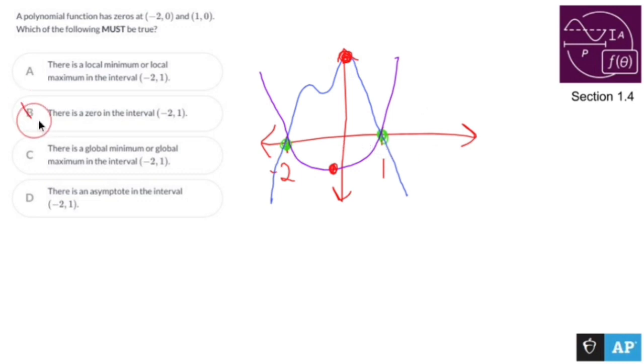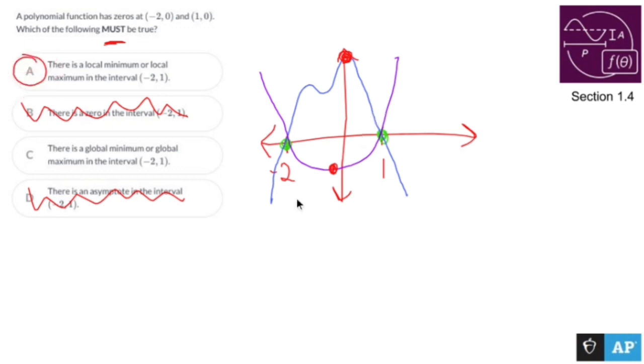So the fact that there is no 0 has nothing to do with it, or there is a 0, that doesn't have to be true. We don't have to have a 0 in between our zeros. There's a local minimum or a local maximum, or there is a global minimum or a global maximum. We'll talk about that in a little bit. There is an asymptote, no. So the rule states that there is going to be a max or a min, and the rule states that it has to be local.